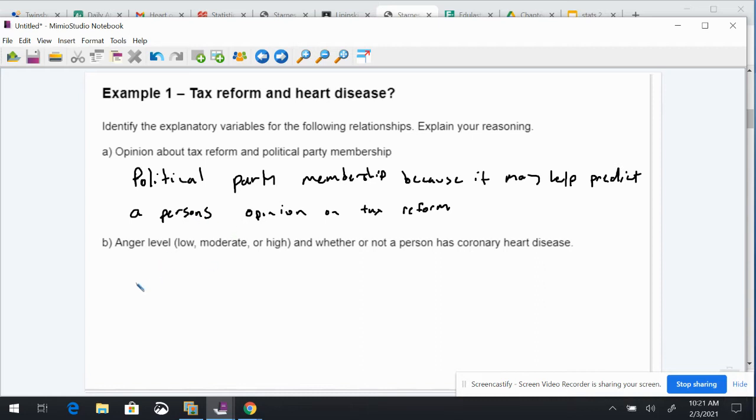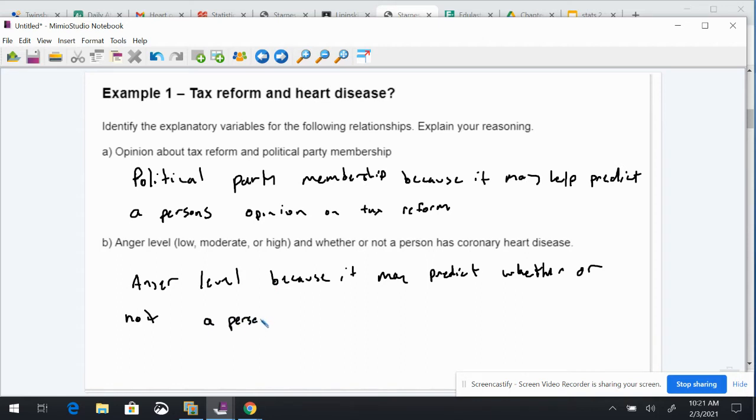So we could say anger level, again, is the explanatory variable, okay, because it may predict whether or not, that is not how you spell weather, a person has or develops coronary heart disease. Okay. So again, looking at which one of these is the explanatory variable, we've got to be able to decipher between the two. But the anger level is the explanatory variable because it may predict. So we're looking at what may predict of what could happen, and we're talking about coronary heart disease.